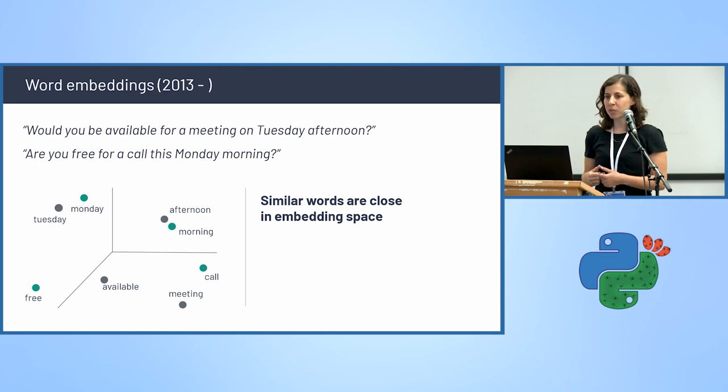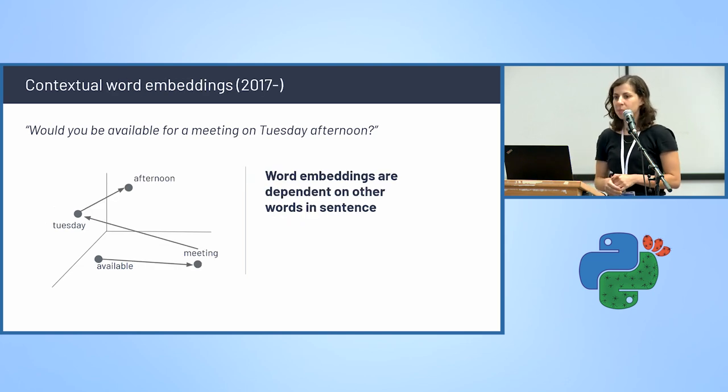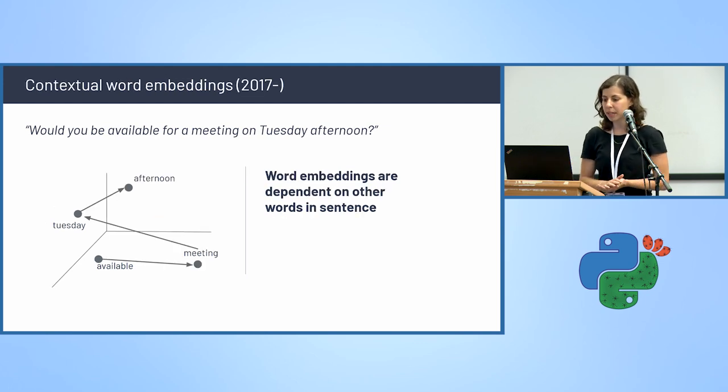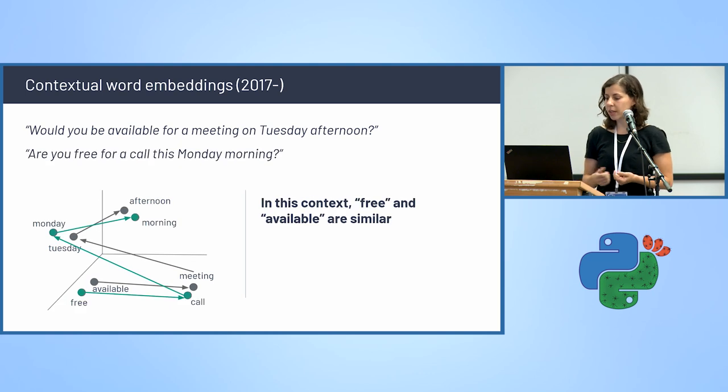If these were the word embeddings in 2013, then 2017 brought contextual word embeddings. So what does this mean? In the previous example, free has several meanings, and these meanings kind of average out, and then you get representations that don't necessarily fit your domain, for example. We wanted free and available to be close to each other, but they're not. So 2017 brought contextual word embeddings, and the idea is that the embeddings are dependent on the other words of the sentence. So the word available will get its vector dependent on the sentence that was input. So in this context, free and available are similar, and they'll get similar representations.